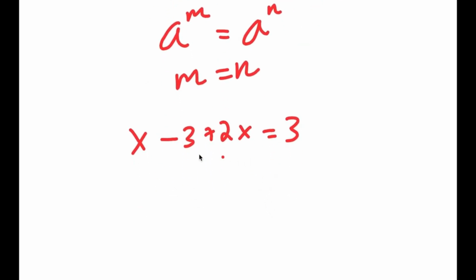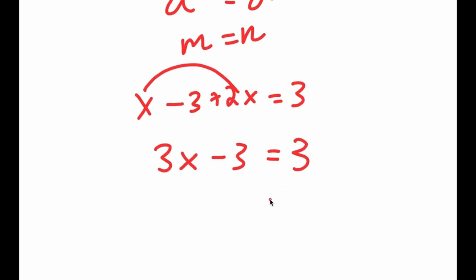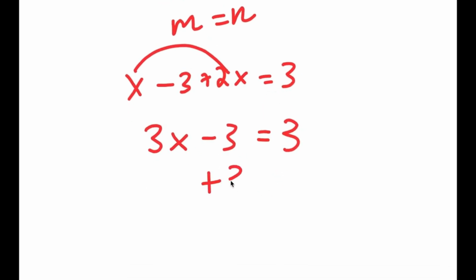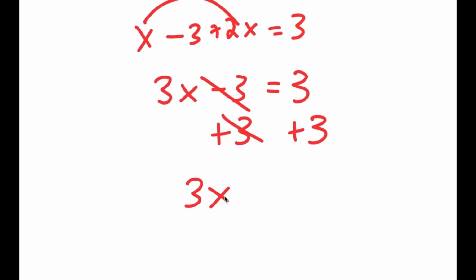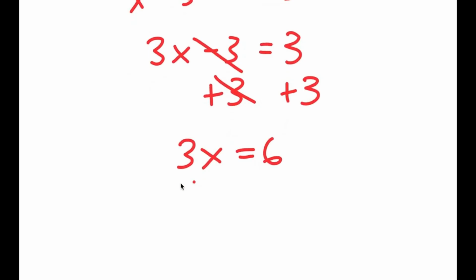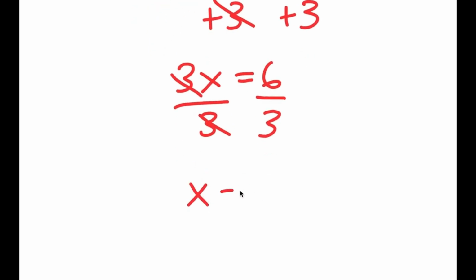So now to simplify this, we just combine like terms. x plus 2x is going to be 3x, so I have 3x minus 3 is equal to 3. And now I'm going to add 3 on both sides. So I get 3x is equal to 6, and if I divide both sides by 3, I get x is equal to 6 divided by 3, which is 2.